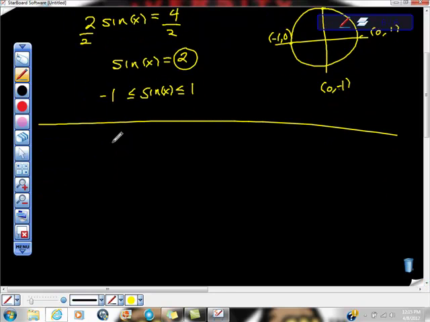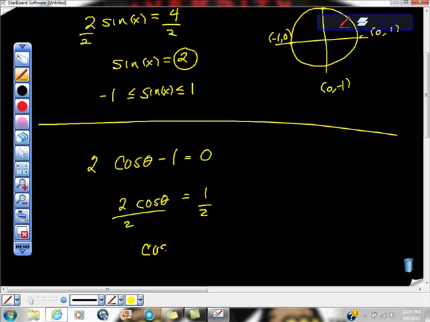Let's just do one more quick and easy one. And I'm going to do it the same way. This one says 2 cosine theta minus 1 is equal to 0. And the question is that true? Well, let's find out. First thing I'm going to do is add 1 to both sides. That will give us 2 cosine theta is equal to 1. All I did was move this negative 1 over by adding 1 to both sides. Then we'll divide both sides by 2. And we'll get cosine theta is equal to 1/2.